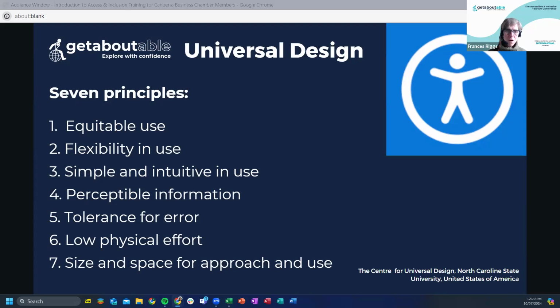And the seventh and final principle, size and space for approach and use. Appropriate size and space is provided for approach, reach, manipulation, and use regardless of the user's body size, posture, or mobility. Getaboutable would encourage businesses to include people with diverse capabilities and limitations in product and service design and user research. Does anybody have any questions or comments around this?